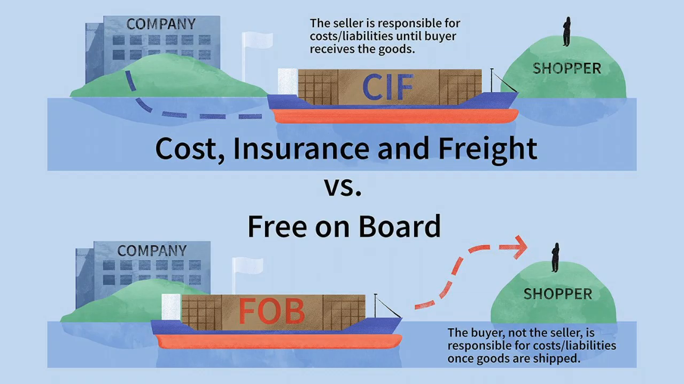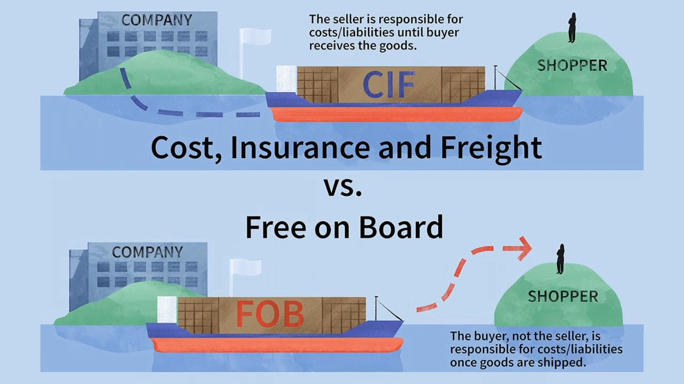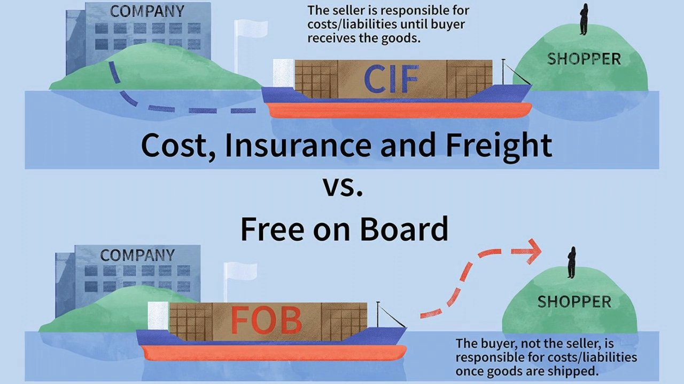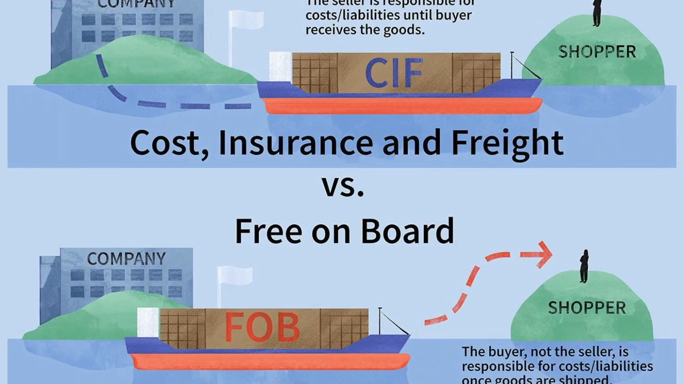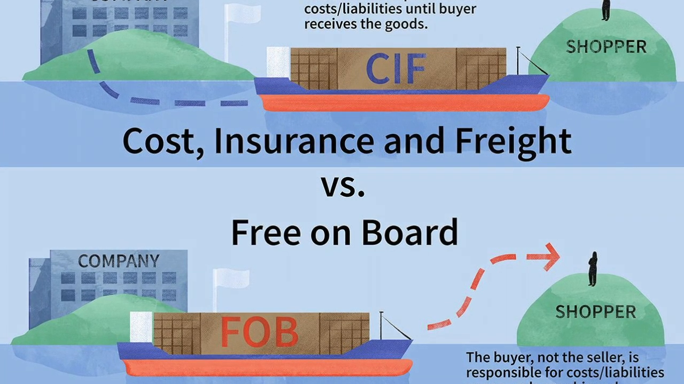Cost, insurance, and freight term and free on board term are international shipping agreements used in the transportation of goods between a buyer and the seller. They are among the most common of the 12 Incoterms. For both terms, the seller loads cargo on vessel and pays for shipping delivery costs.